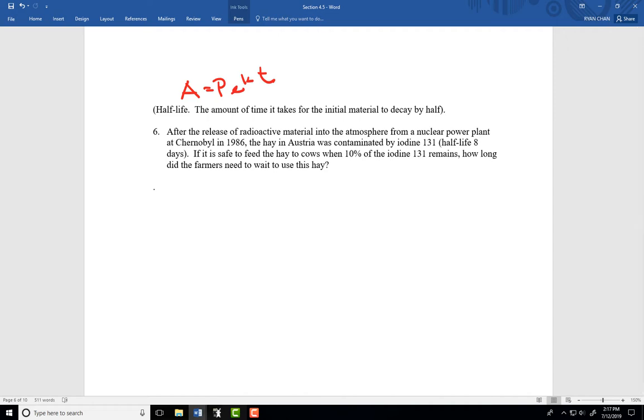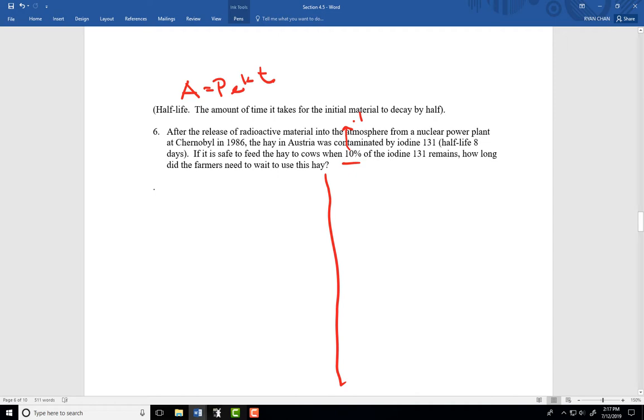So it says, after release of the radioactive material, the hay in Austria was contaminated by a half-life of 8 days. Is it safe to feed the cows when 10% of 131 remains? How long did the farmers need to wait to use the hay? So once again, you do need to find your function. Now this is where it gets a little odd, because you're like, that's strange. We don't have an initial amount, and we don't even have a final amount. There's a lot of things we don't know. The only thing we know is k, because that's 10% or 0.1.